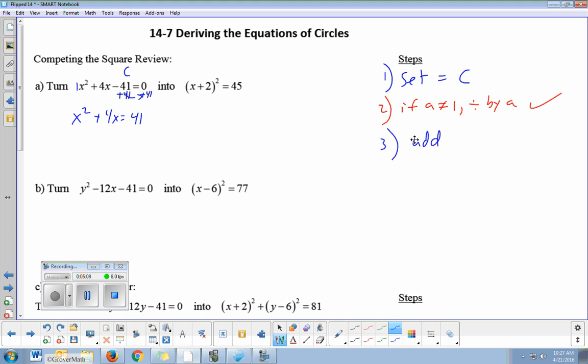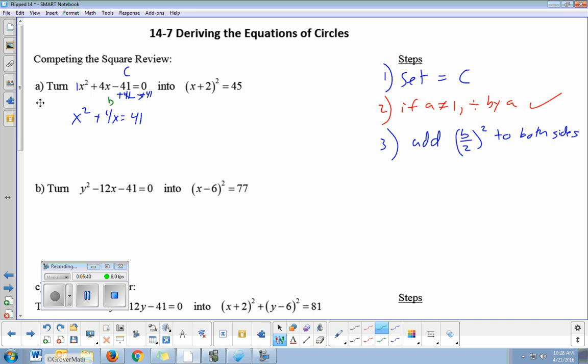Add b divided by 2 squared to both sides. Now, what is b divided by 2? Well, just as this is the c term, this is the b term. But I want to think about it here because maybe I divided everything by it. So whatever the coefficient of x to the first is, that is your b term. So in this case, b is 4. And so I need to divide that by 2.